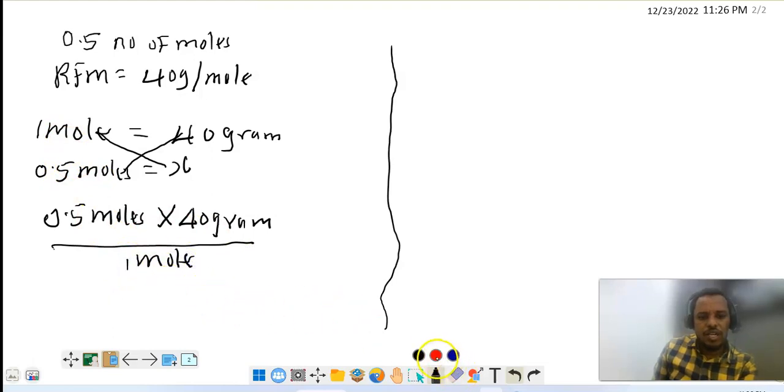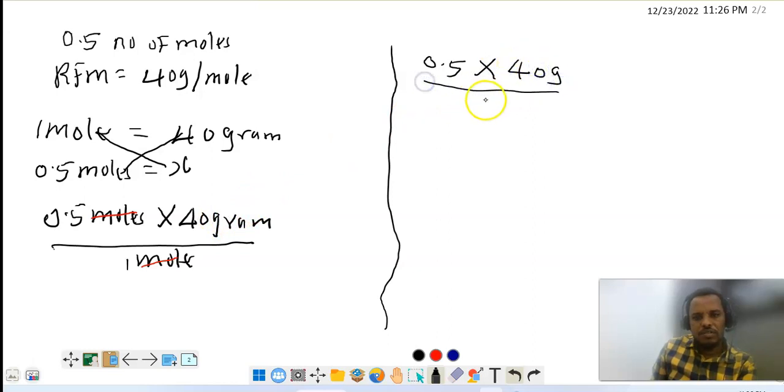Then here, mole and mole cancel each other. Then what remains here? 0.5 times 40 gram, divided by 1. Then 0.5 times 40 will be 20 gram over 1. That means 1 cannot change anything. So the answer is 20 gram. You see, you have used the first principle method.